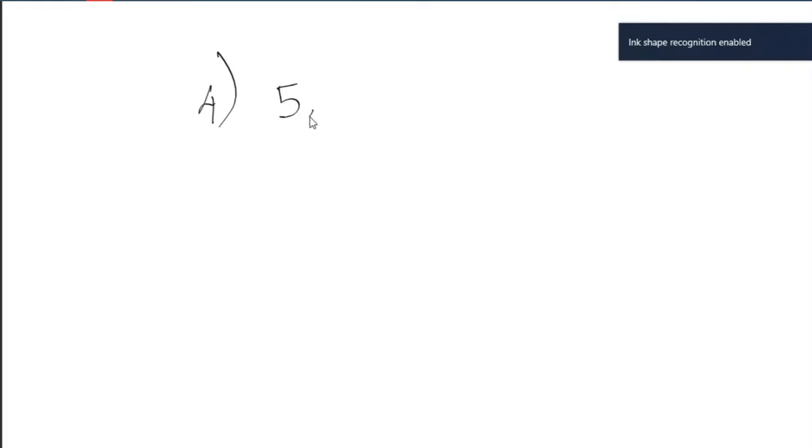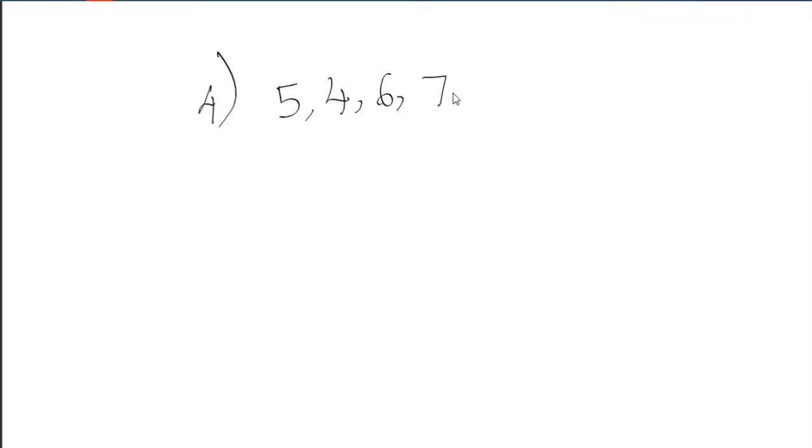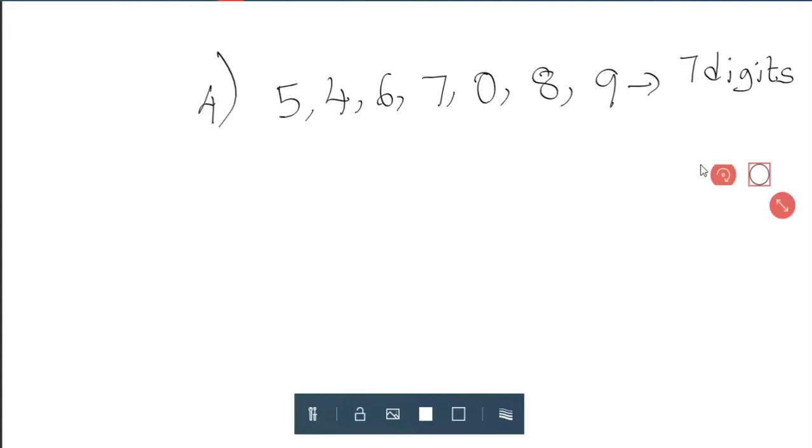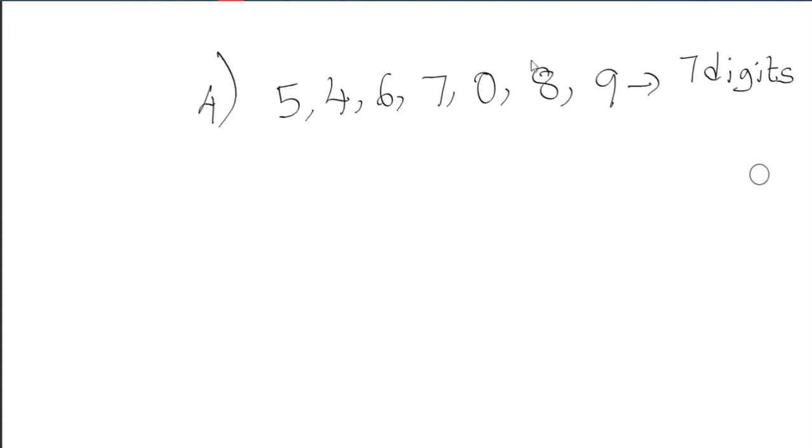5, 4, 6, 7, 0, 8, 9. Okay children, how many digits are there? 1, 2, 3, 4, 5, 6, 7. 7 digits children. By using 7 digits, you have to take the 7 places: ones, tens, hundreds, thousands, 10,000s, lakh, 10 lakh. These are the 7 places.